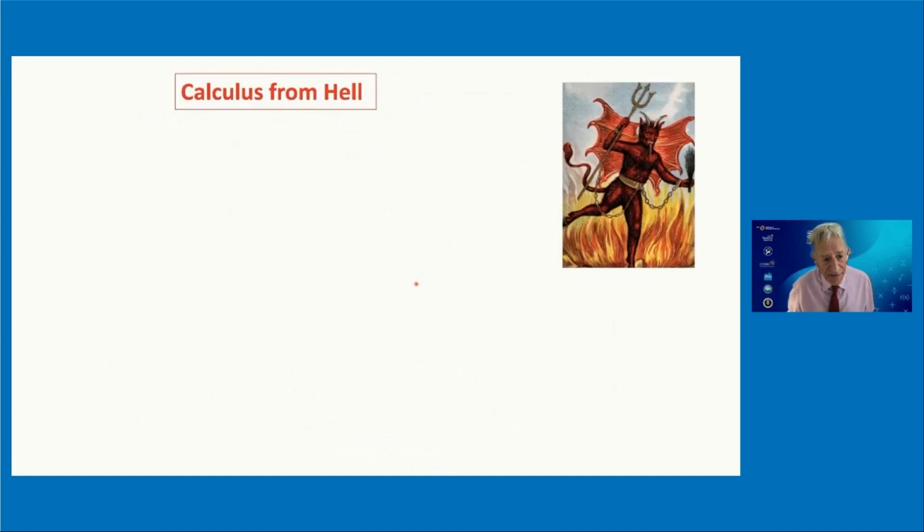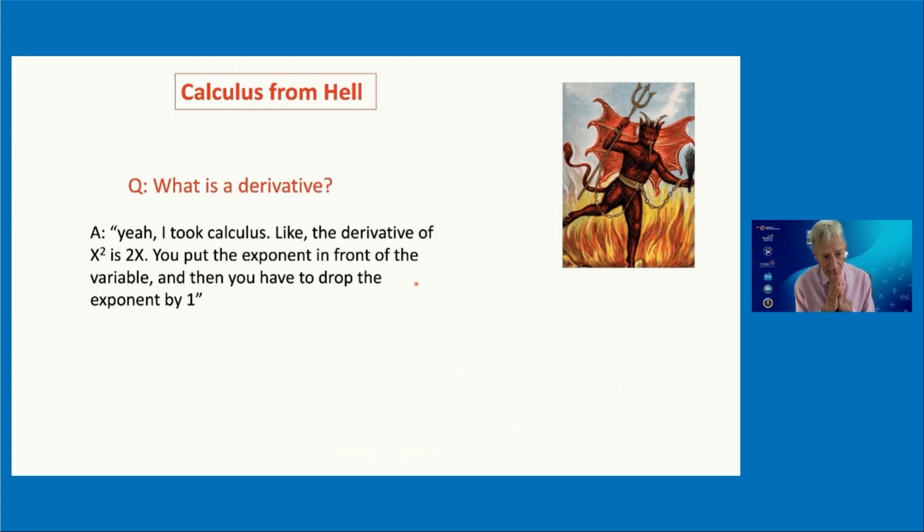So I think we have to face the fact that a lot of calculus is what I call calculus from hell. And a good diagnostic test if the student has taken calculus from hell is just ask them what is a derivative. And if you get an answer like, oh yeah, I took calculus, the derivative of x squared is 2x, you put the exponent in front of the variable, and then you drop the exponent by 1. That's bad teaching. I'm sorry. That's procedural tricks, not concepts.